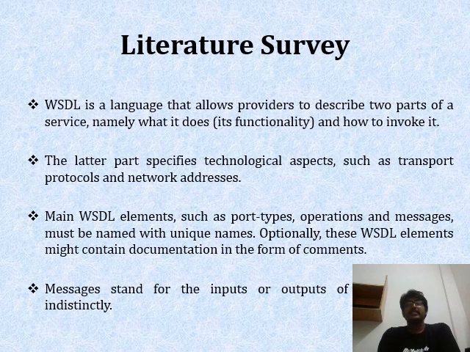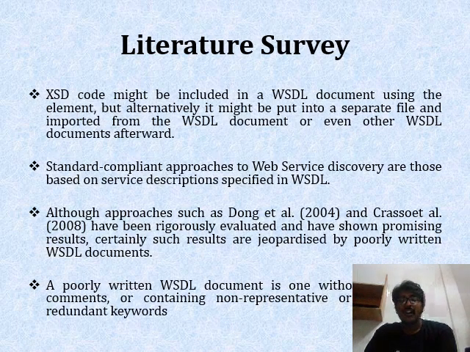In the literature survey, we can see that WSDL is a language that allows providers to describe two parts of the services, namely what it does and how to invoke it. The latter part specifies technological aspects such as transport protocols and network addresses. Main WSDL elements such as port types, operations, and messages must be named with unique names. Optionally, these WSDL elements might contain documentation in the form of comments.